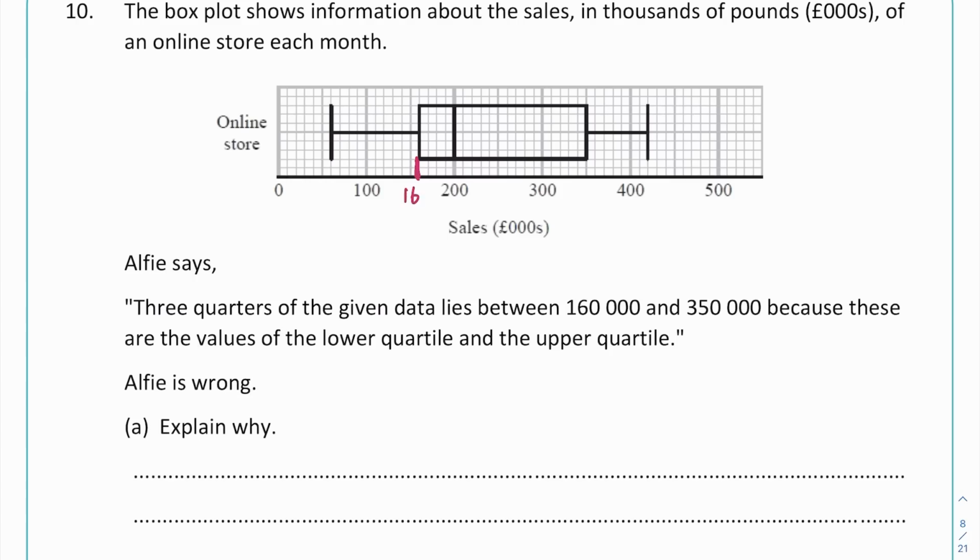Now when we are looking at the lower quartile, which is just here, which he is right, it is 160,000. And if we look at the upper quartile, he's right again because that is 350,000, but between these two quartiles that is only half of the data. We have just here the highest quarter, we have down here the lowest quarter, and between the lower quartile and upper quartile we have 2 quarters worth of data, or 1/2.